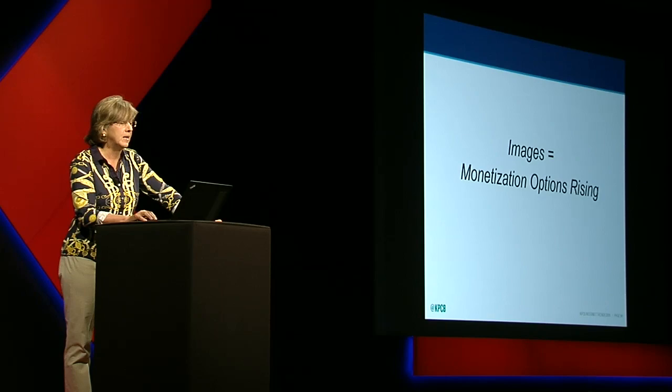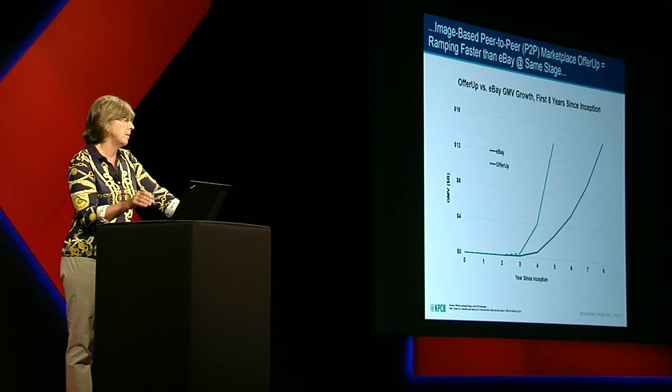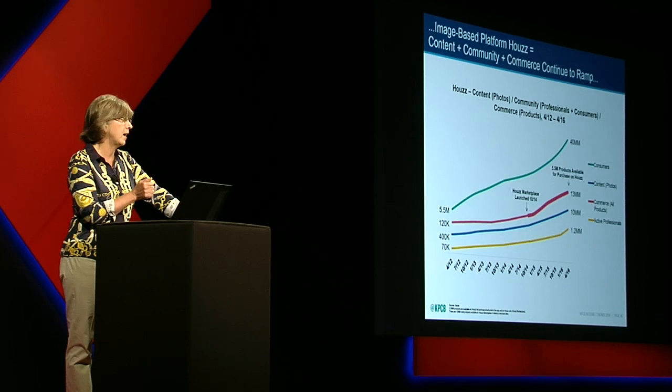Images, monetization options are rising. Image-based platforms like Pinterest are often used for finding and shopping for products. Image-based platforms like OfferUp show high and rising engagement levels and are often used for commerce. OfferUp is in the middle here. OfferUp is ramping faster than eBay did at the same stage. Image-based platform Houzz continues to have another trifecta. Content, community, and commerce continues to ramp. They launched View in My Room and Sketch, have 3 to 4 times higher engagement and 5x higher purchase conversion, something people have been waiting for a long time, and it's happening.